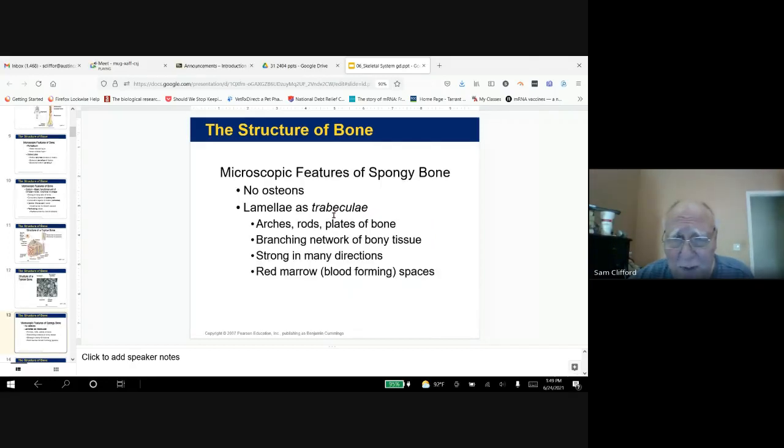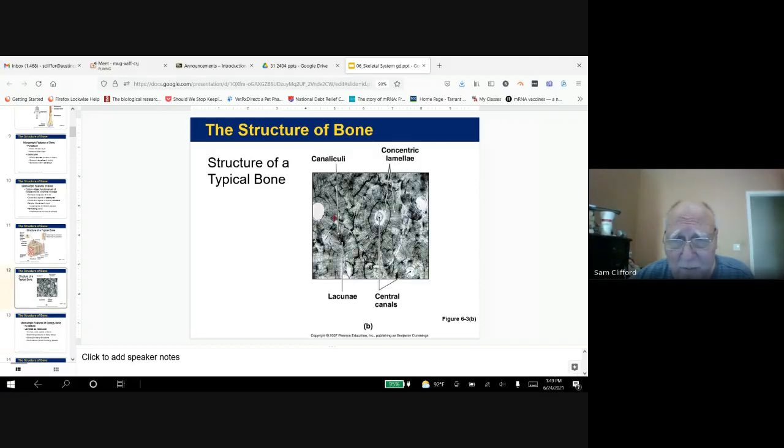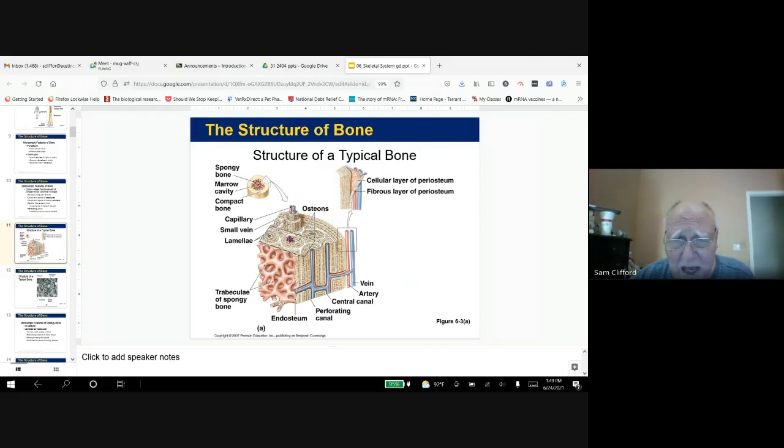So we mentioned trabeculae. Those are the structures of spongy bone. Spongy bone doesn't have any osteons. An osteon, remember, is concentric layers of compact bone, which forms around a central canal. Those are the long columns that make up the long bones.